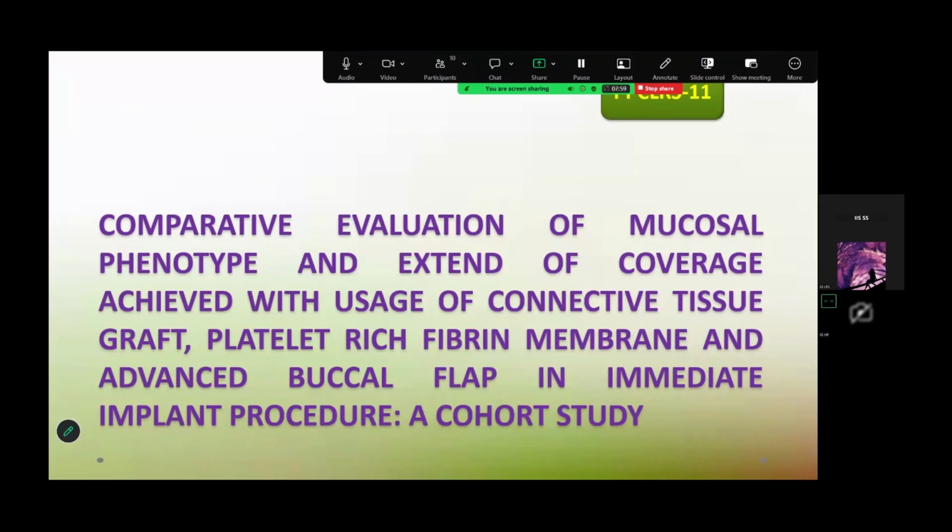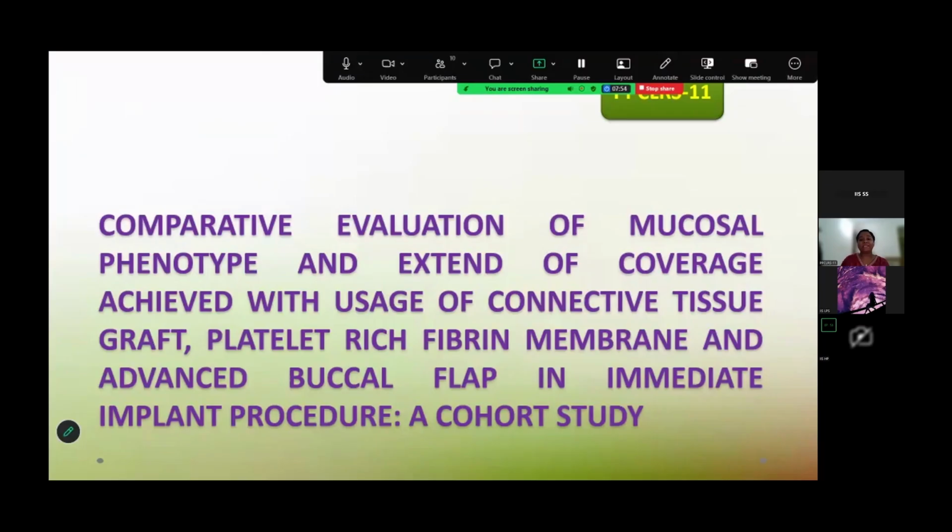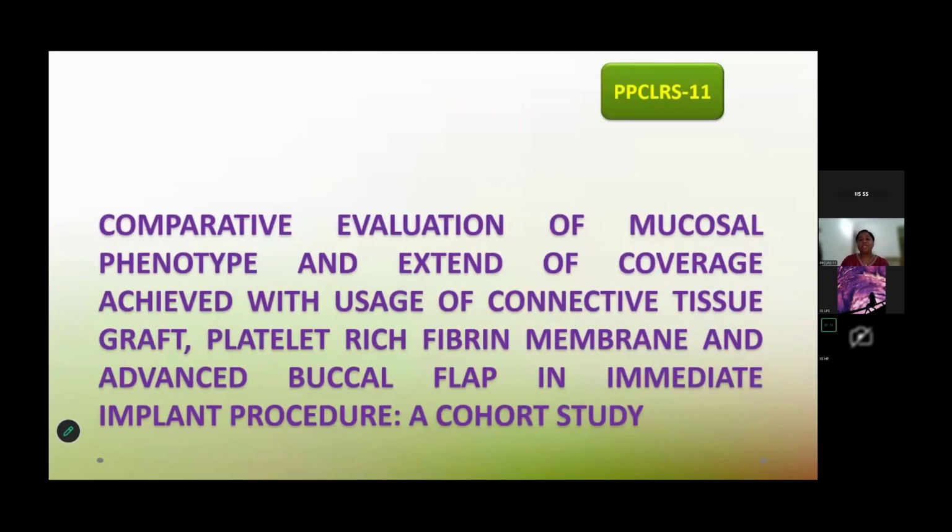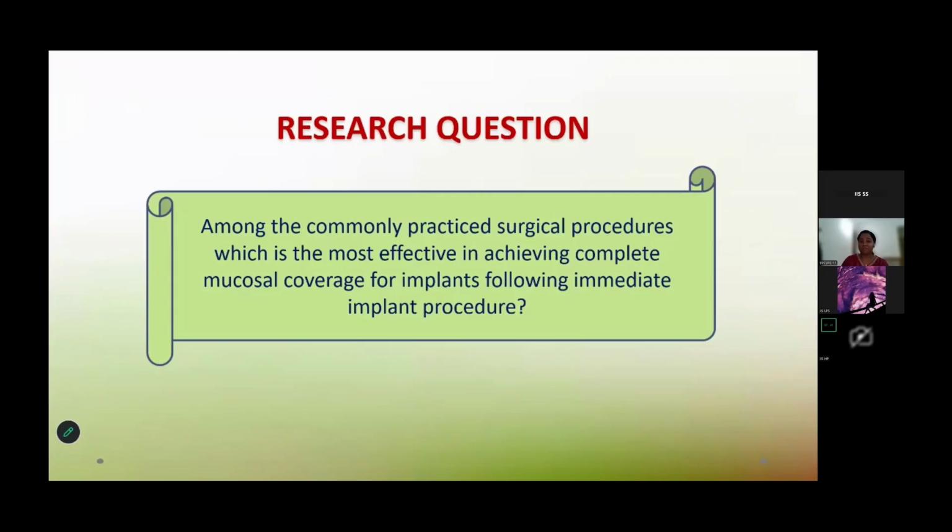Good evening, respected jury. The title of my paper presentation is Comparative Evaluation of Mucosal Phenotype and Extent of Coverage Achieved with Usage of Connective Tissue Graft, Platelet-Rich Fibrin Membrane, and Advanced Buccal Flap in Immediate Implant Procedure, a cohort study. The whole study was initiated upon a research question: among the commonly practiced surgical procedures, which is the most effective in achieving complete mucosal coverage for implants following immediate implant procedure.